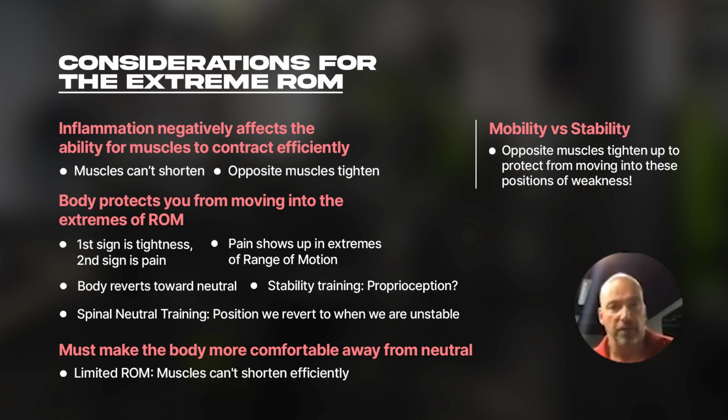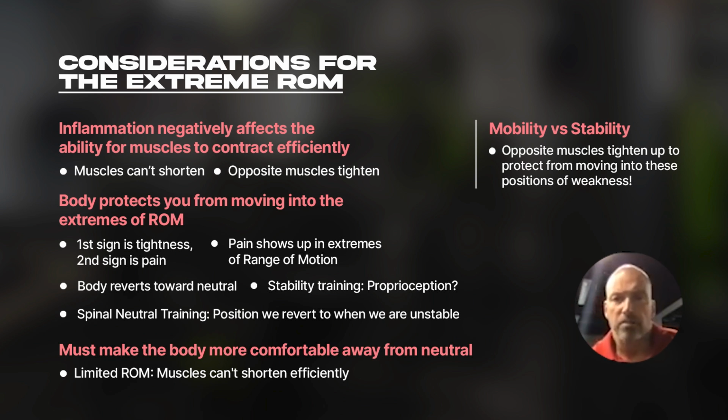When you have these weaknesses, the first sign of muscle dysfunction, like I said, is tightness. The second sign is pain. And pain typically shows up in the extremes of range of motion. People don't say, I hurt my back doing this. They say, I hurt my back when I bent down to pick up my child, or I hurt my back when I went to lift the weights in the extremes of range of motion, or I was swinging a golf club and I tweaked my back. The pain typically shows up in the extremes of range of motion.